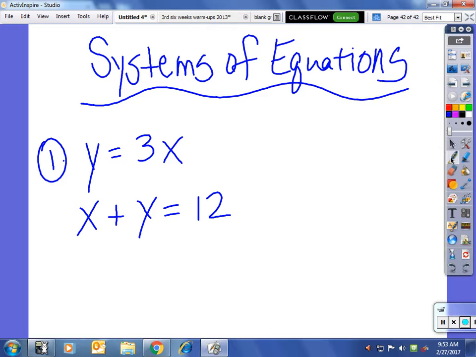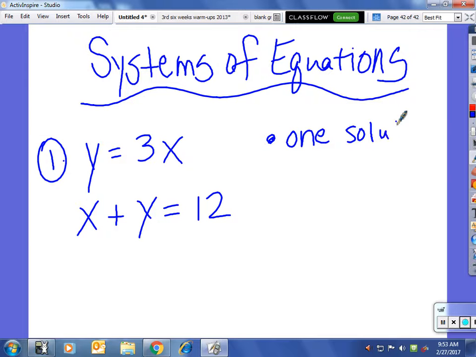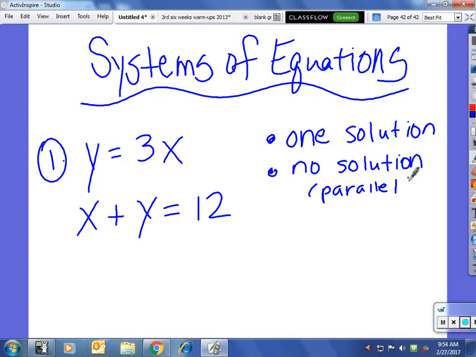But every once in a while, you're going to come across a system where there is no solution. Can you imagine how in the world that would happen? Parallel lines. Okay, so here are our possibilities. We could have one solution, and we're talking about linear systems. Linear systems, if they're going to intersect, can only intersect once. It's also possible to have no solutions, and when would that happen? If they are parallel, if they have the same slope, then they will never intersect and they will never have a solution to their system, and that does happen as well.